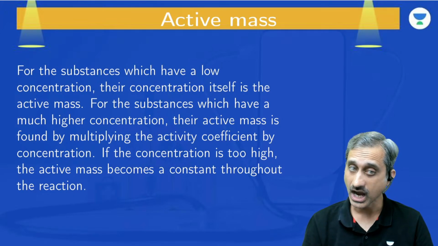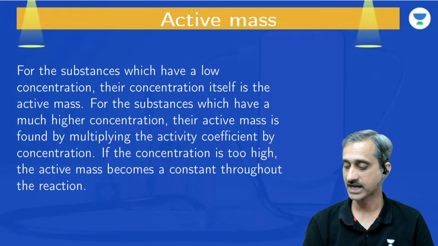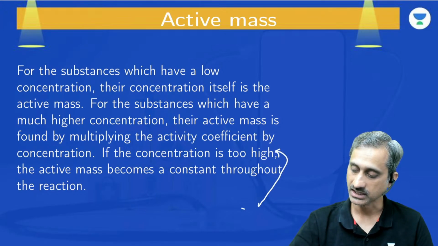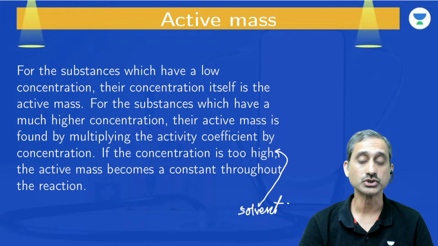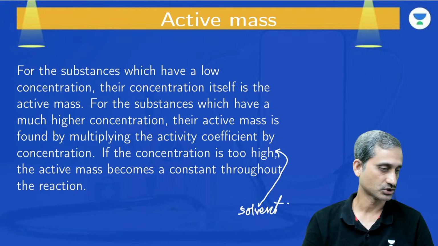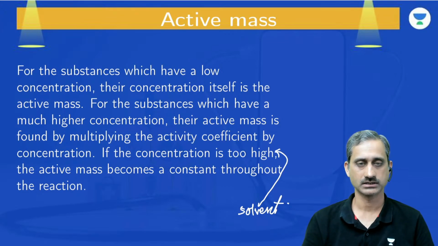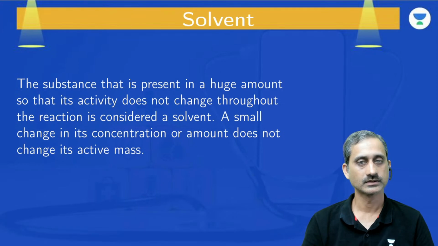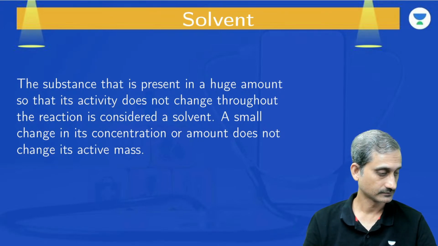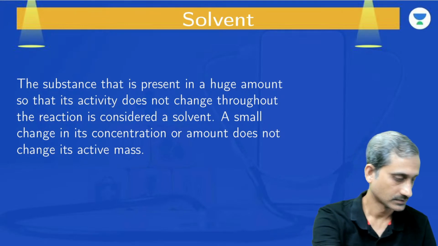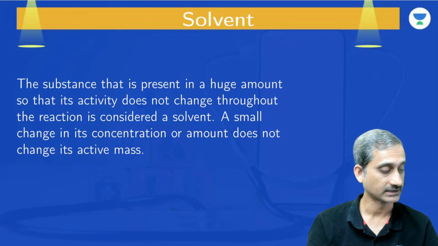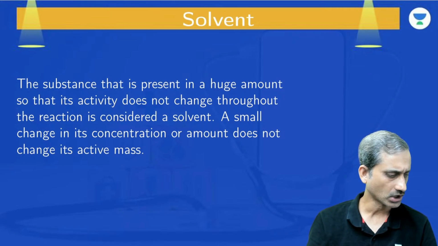If the concentration is too high, the active mass becomes a constant throughout the reaction. If the concentration is too high, the substance becomes the solvent. And solvent is not used in the equilibrium or the kinetics equation. Is it clear? So that is what we have as the active mass. Now it becomes the definition of the word solvent.